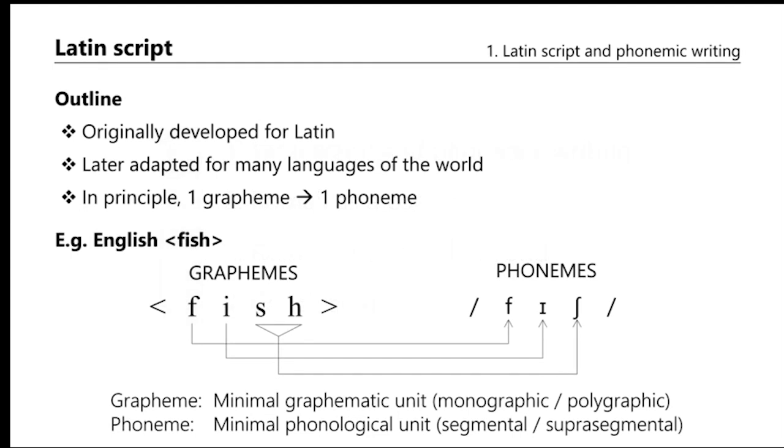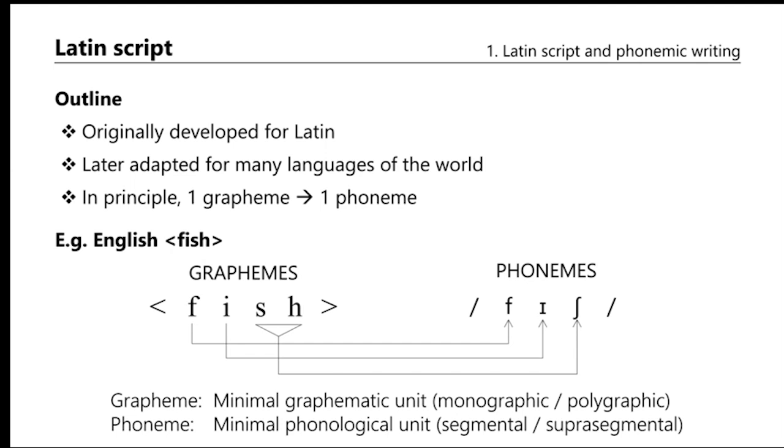I'm sure you already know this, but the Latin script was originally developed for the Latin language, and it has been adapted for many languages of the world, not only Western languages, but many languages around the world. The basic principle is that one grapheme represents one phoneme. English example, fish. The first two letters each correspond to one single phoneme, and the last two letters constitute a functional unit that also represents one single phoneme.